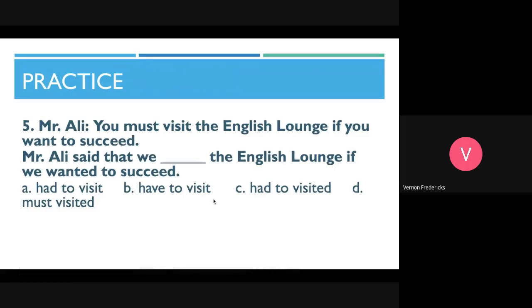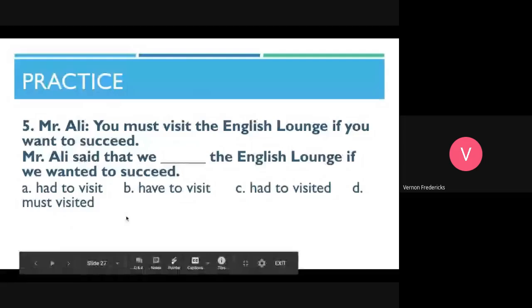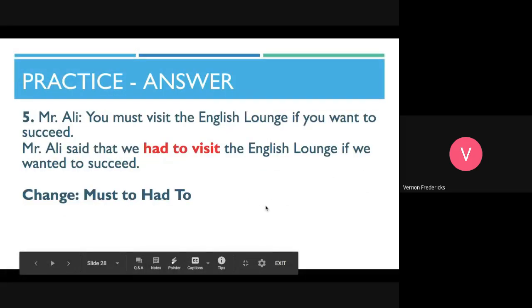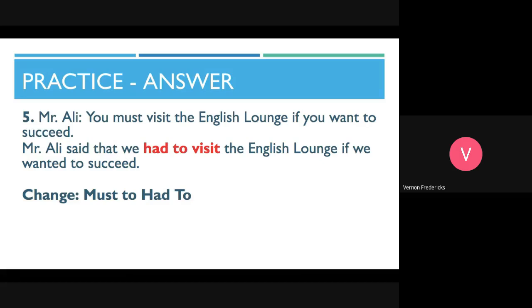Number 5, Mr. Ali: You must visit the English lounge if you want to succeed. Mr. Ali said that, space, the English lounge if we wanted to succeed. So which one is it, students? Is it A, B, C, or D? It is A. We had to visit the English lounge. So must changes to had to. Congratulations if you got all of that right.